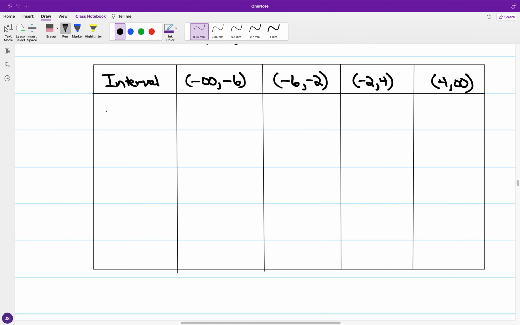And for the test values of x, anything less than -6, I can just go with -7. For the next, I'll go with -3. Between -2 and 4, I'll go with 0. And anything greater than 4, I'll just go with the number 5.